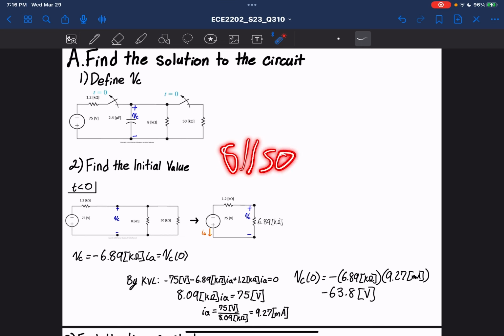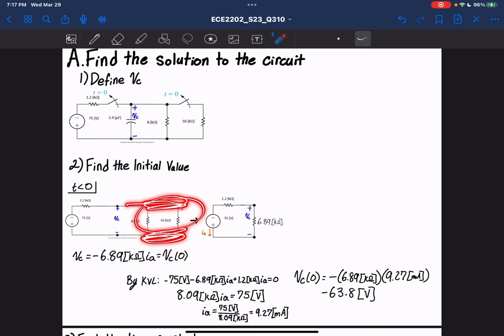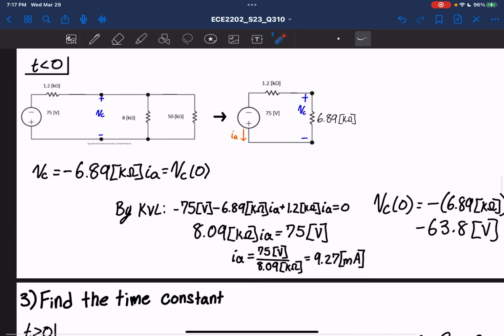combined, because they're in parallel. So I'm going fast. We have to explain this. These two are combined into this single resistor right here, right? And we do not want to add this with the 1.2. They are in series, but these two have the same terminals as the capacitive voltage. This one is not associated with the capacitive voltage, so we're going to ignore that for now.